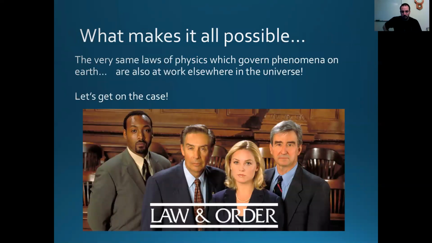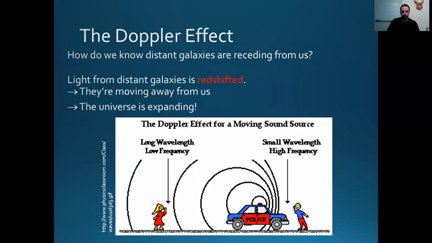So this brings us to kind of this Law and Order picture. By the way, this is my favorite Law and Order, the original with Jerry Orbach. So what makes everything that we're going to talk about possible is the very same laws of physics which govern the phenomena on Earth, these things that we can observe in real time, are also at work elsewhere in the universe. And we can compare these things that we see in the telescope or these things that we observe in high energy particle accelerators to things that we can directly measure.